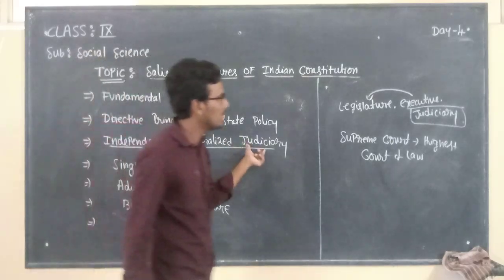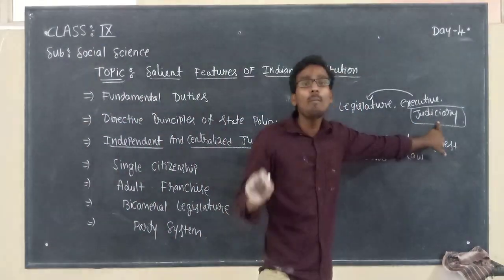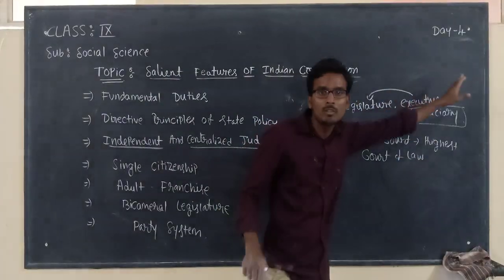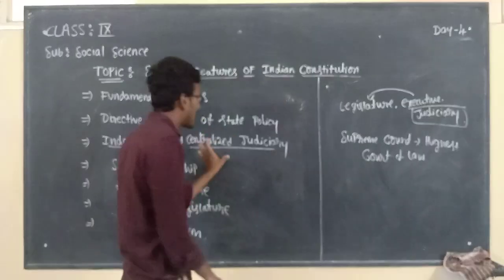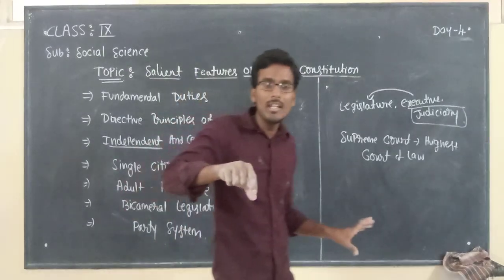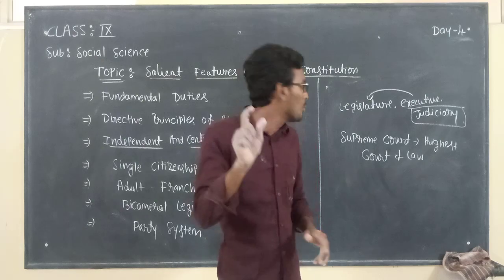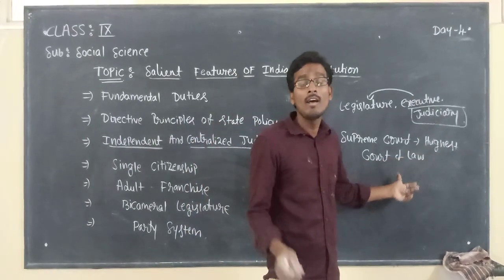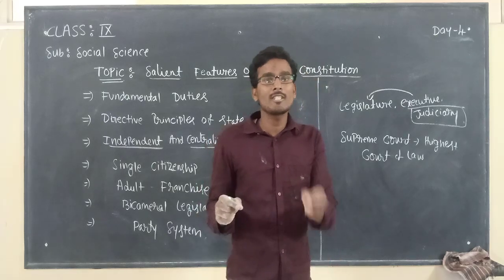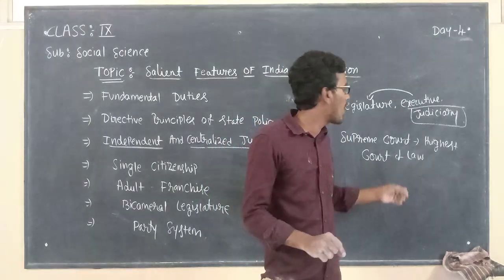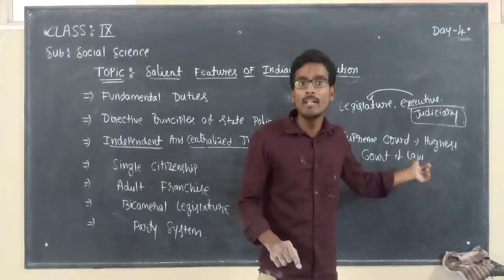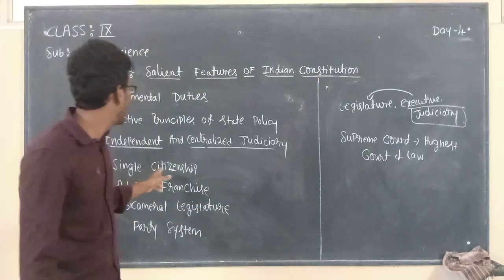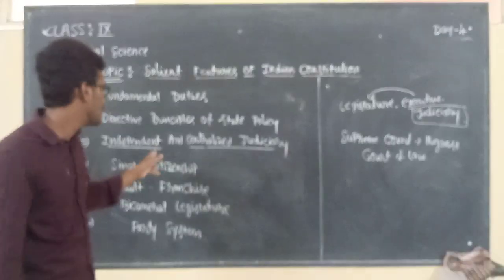Independent judiciary means the judiciary is an independent organ. It doesn't have any connection with the legislature and executive, and it is centralized. Centralized in India means the Supreme Court is the one and only highest court of law. Remaining all the high courts of respective states have to follow the guidelines given by the Supreme Court of India. So that is an important character, independent and centralized judiciary.